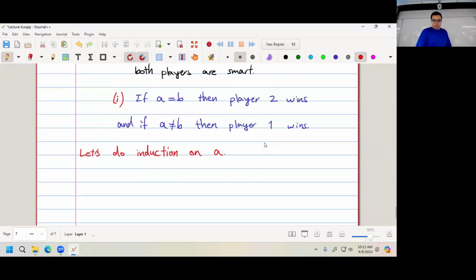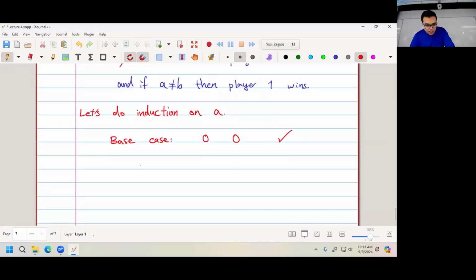Okay. So what is my base case? My base case is that I have 0. Right. So I have 0, 0. Now, in this case, player 1 cannot move. So player 2 wins by default. Right. So in this case, player 2 wins. I'm happy with my base case. Okay. Now, let's do the induction step.